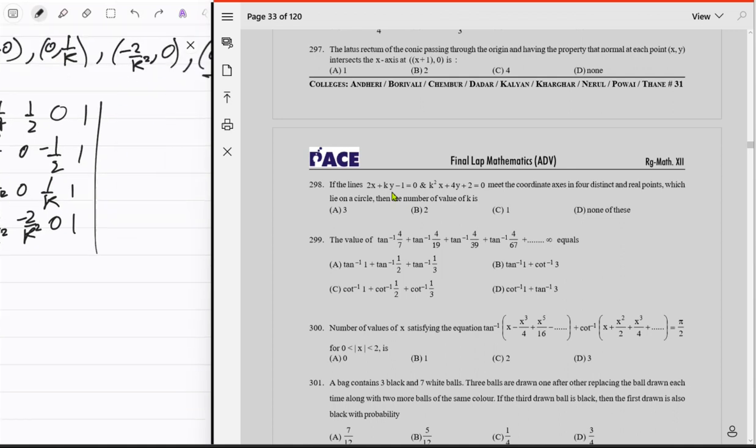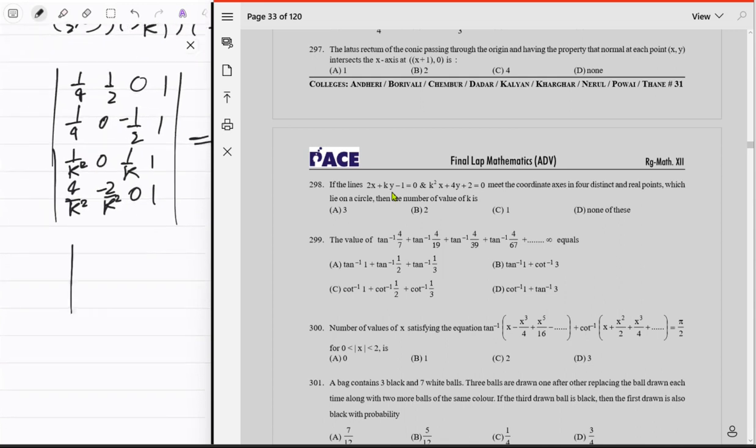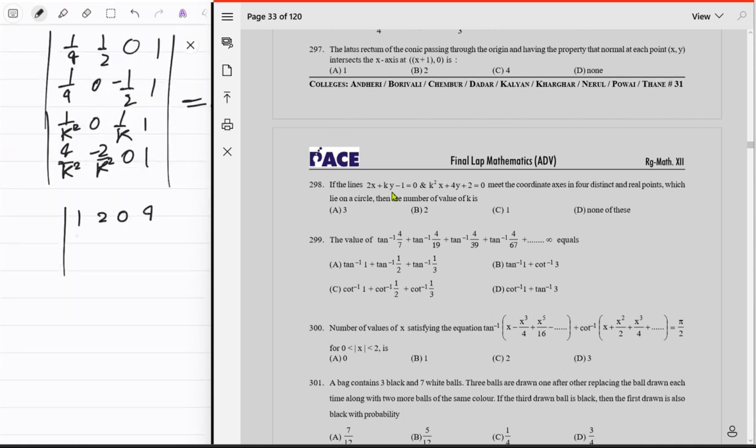What could go wrong? Well, this is equal to 0. What we can do first of all is just multiply by some stuff. Let's say multiply the first row by 4, and multiply this one by 4 as well. What do you get? Just 1 0 negative 2 and 4.